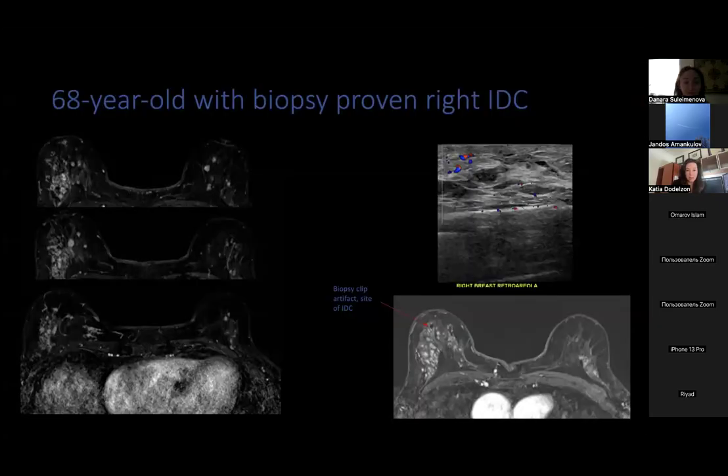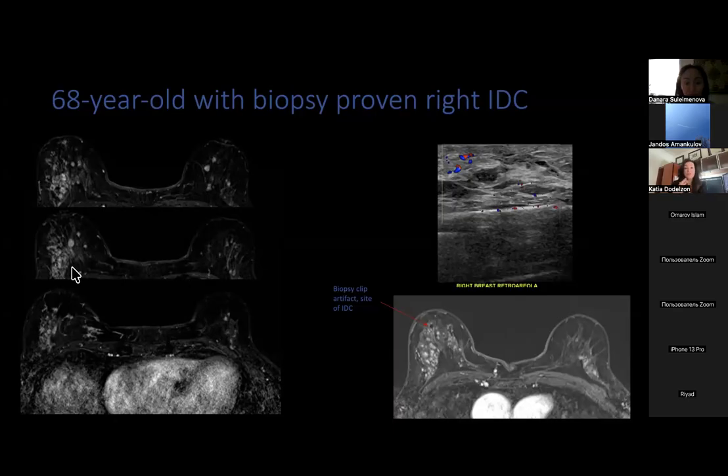So here's an example. This is a 68-year-old patient with a biopsy-proven invasive ductal carcinoma. This was mammographically and sonographically detected. This was her cancer in the right retroareolar breast, and then she underwent an MRI for extent of disease. This is multiple sequences of her MRI, and on the first phase, she has marked enhancement of both breasts, and you see multiple masses bilaterally. So is this all cancer bilaterally? The answer is no.